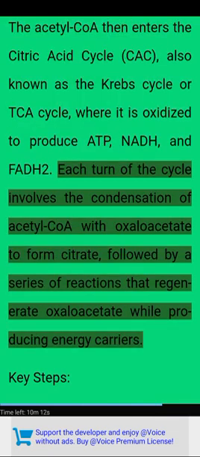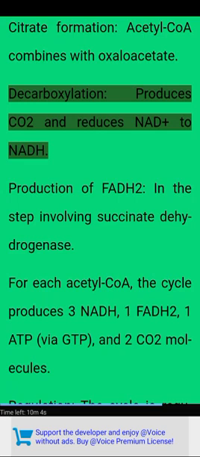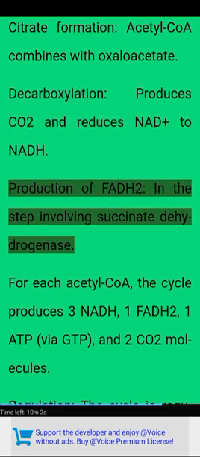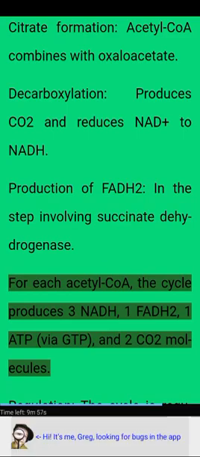Each turn of the cycle involves the condensation of acetyl-CoA with oxaloacetate to form citrate, followed by a series of reactions that regenerate oxaloacetate while producing energy carriers. Key steps: citrate formation, where acetyl-CoA combines with oxaloacetate. Decarboxylation produces CO2 and reduces NAD+ to NADH. Production of FADH2 in a step involving succinate dehydrogenase. For each acetyl-CoA, the cycle produces 3 NADH, 1 FADH2, 1 ATP via GTP, and 2 CO2 molecules.